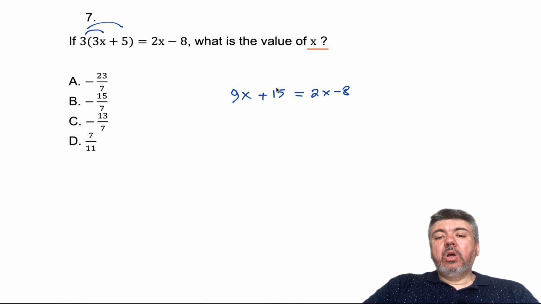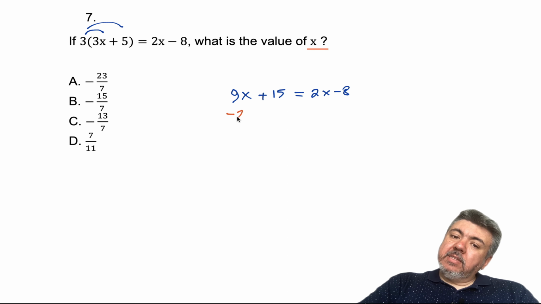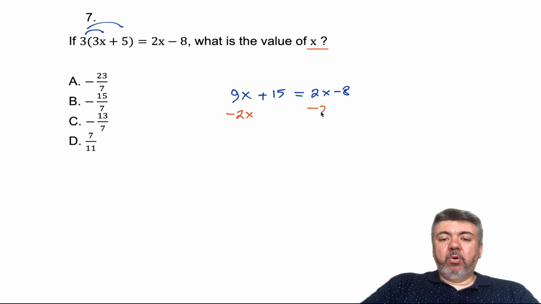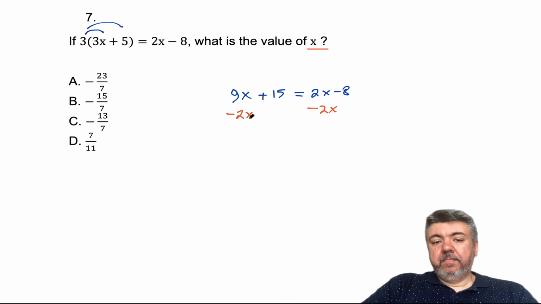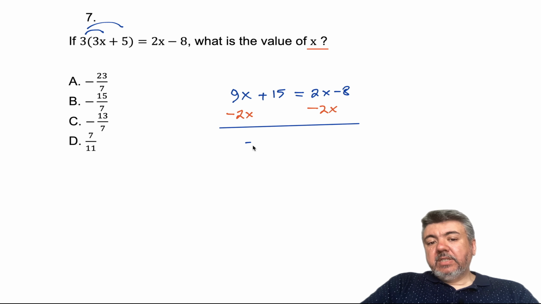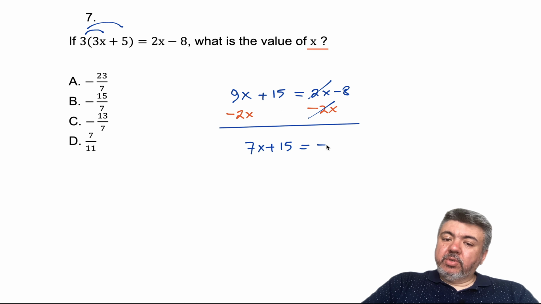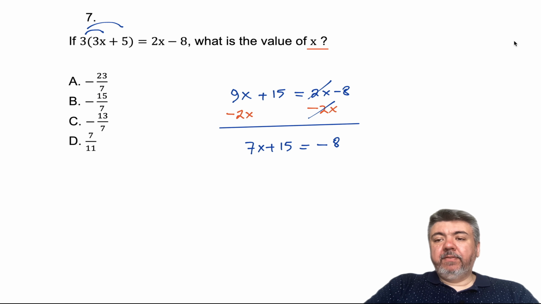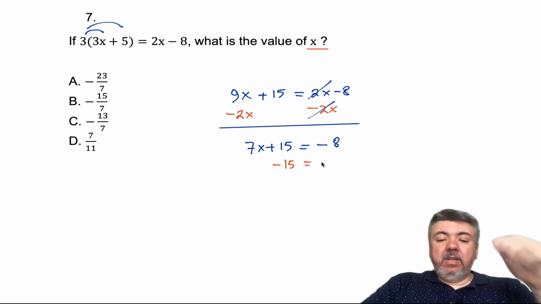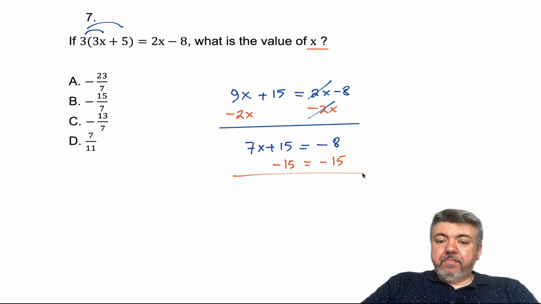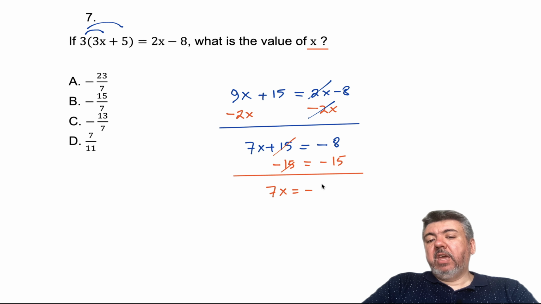Okay, so I want x on the same side and the numbers on the same side, but first let me do this trick. Add negative 2x both sides. I have what? 7x plus 15. These 2x's cancel, equals negative 8. So I don't want this 15 on the left side, so I will add the opposite, negative 15, on both sides. Yep. So it's going to be like 7x on the left and negative 23 on the right.